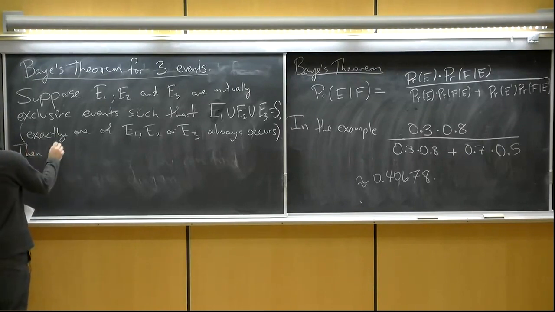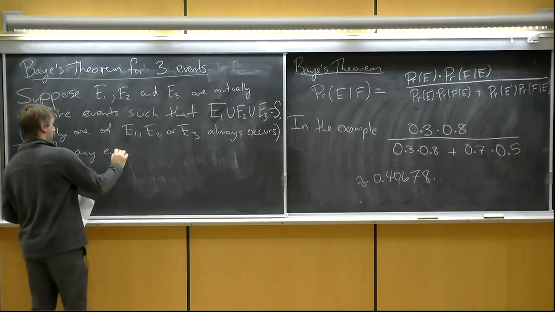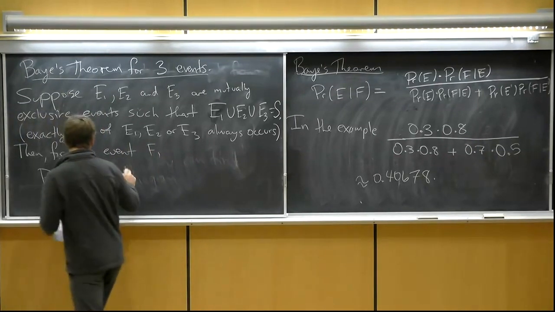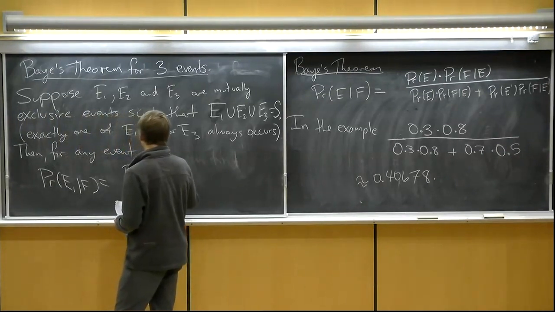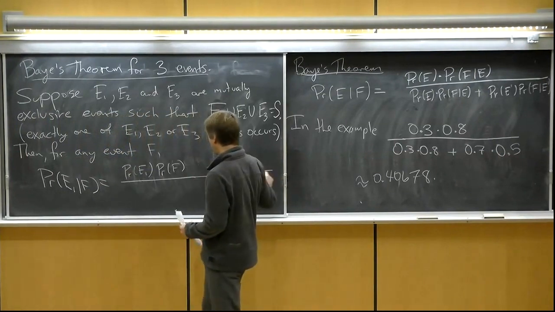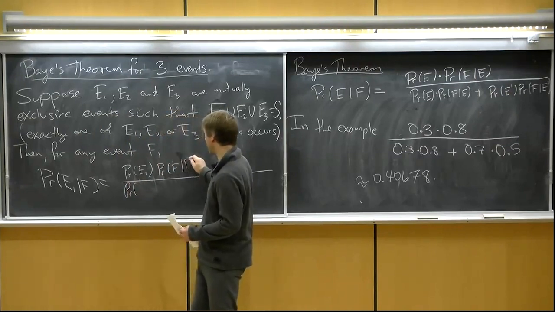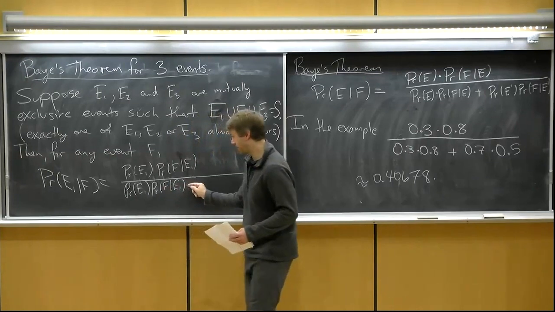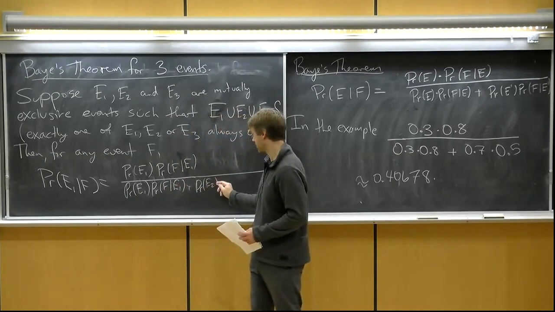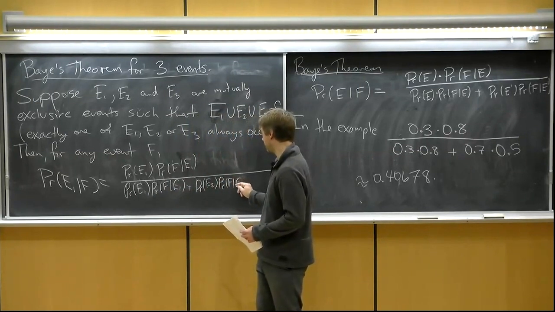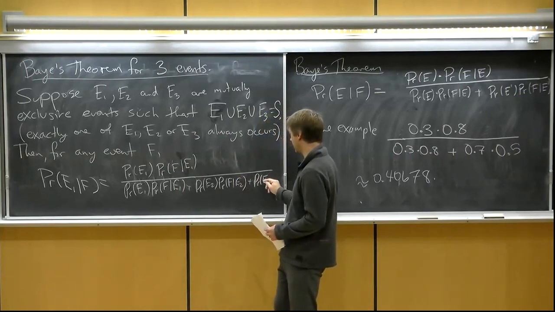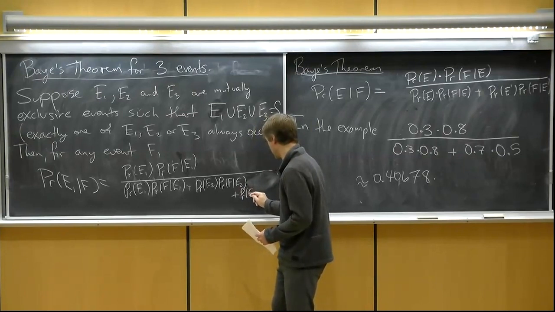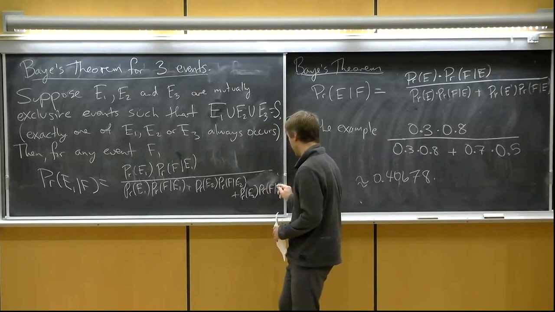So then, for any event F, the probability of E1 given F is the probability of E1 times the probability of F given E1, over the probability of E1 times the probability of F given E1, plus the same thing for the others: the probability of E2 times the probability of F given E2, and then the probability of E3 times the probability of F given E3. Okay.